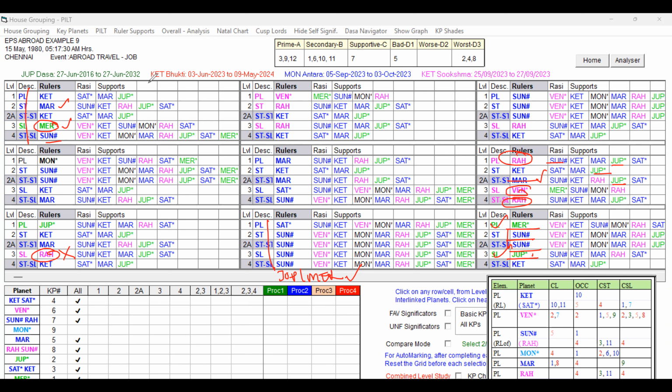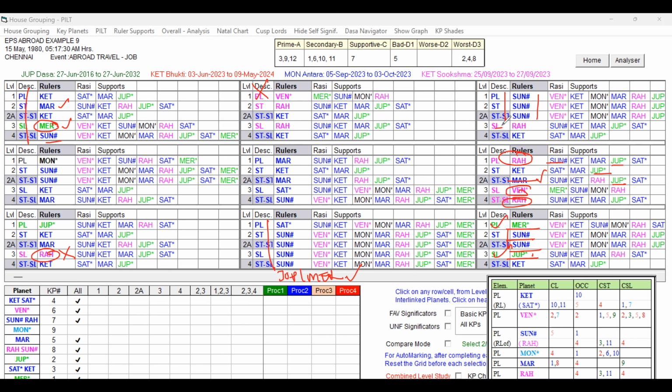Under Rahu Dasa, Ketu Bhukti will favor. But under Mercury Bhukti, Ketu as Antara is not strong because it does not have the Sun in the primary ruler. So you understand that Venus Antara is definitely not going to favor. Venus Bhukti will not favor travel abroad. And Sun Antara: Sun is a good key planet of Mercury, ruling all three levels.